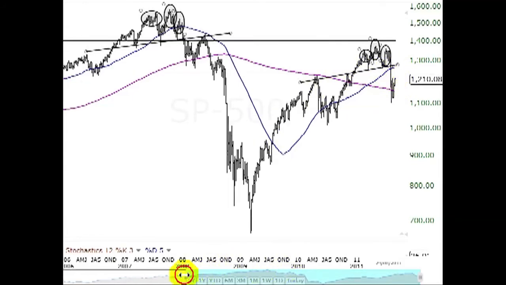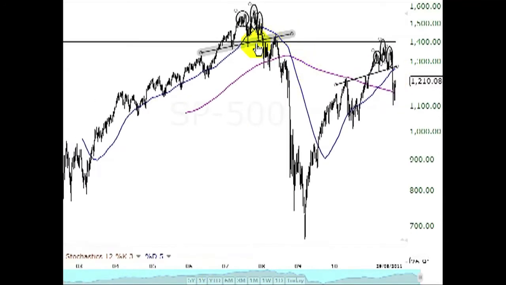Okay, but let's squeeze this chart up as much as we can. What I want to do is take a few lines off the chart here, so it's not clouding up, and I want to show you a major support and resistance line that I noticed through here.